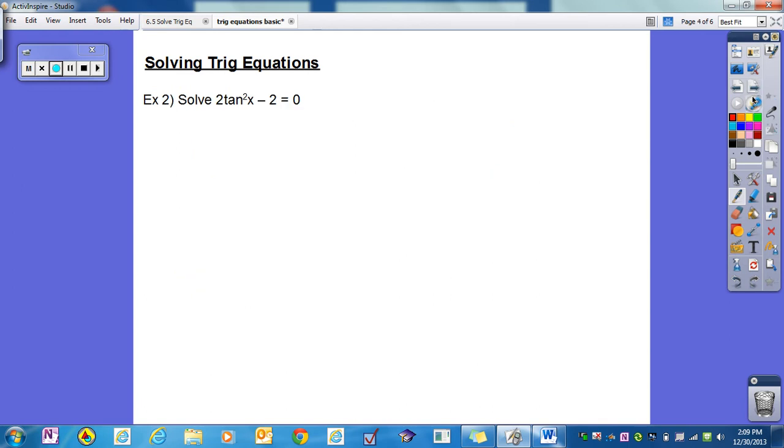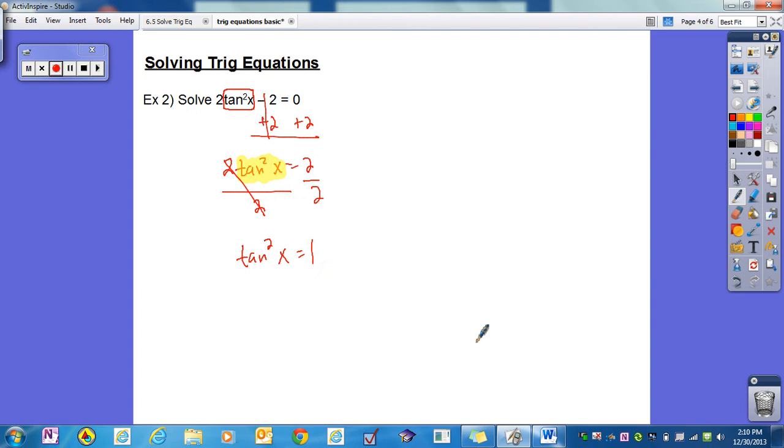Alright, let's take a look at another one. Let's look at this one. Solve the trig equation 2 tangent squared x minus 2 equals 0. Alright, well, again, just like if I was solving an equation, this is what I want to get by itself. If I was solving an equation here, first thing I have to get rid of is this minus 2. So that means I'm going to add 2 to both sides. So I have 2 tangent squared x equals 2. Alright, but again, this needs to be by itself, which means I have to get rid of my 2. So that means I'm going to divide by 2 on both sides. So I get tangent squared x equals 2 divided by 2, which is 1.